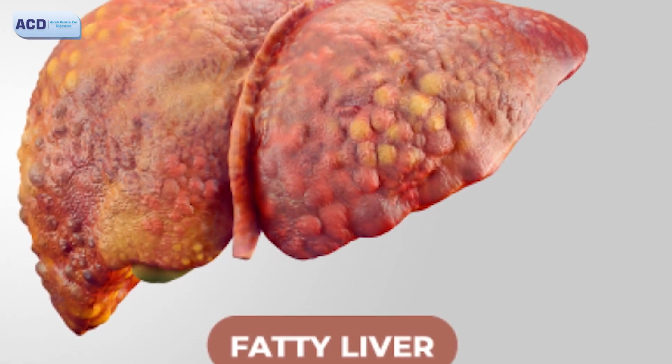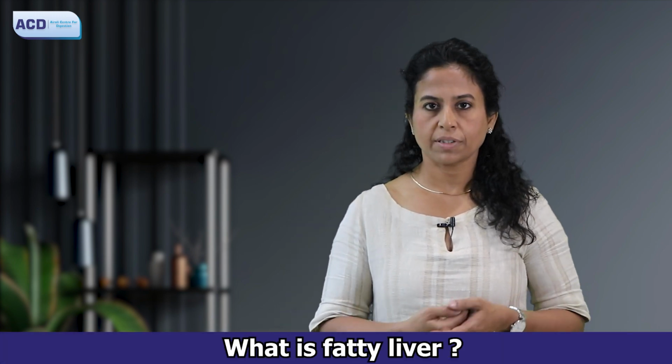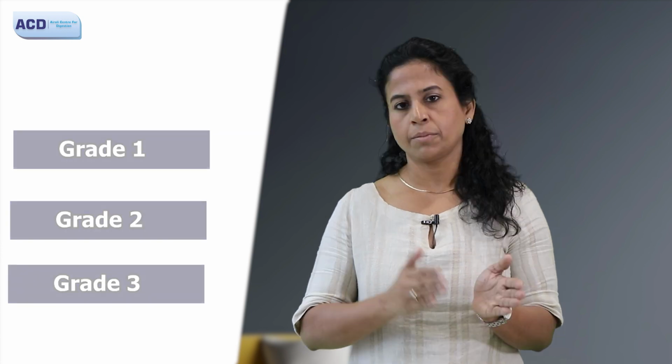Today, I am going to discuss fatty liver. Fatty liver is a very vast topic. So, first of all, we have to understand what fatty liver is. Whenever the fat in the liver is more than 10%, it is called fatty liver. There are three grades: grade 1, grade 2, and grade 3. The higher the grade, the more the fat and the more the damage to the liver.